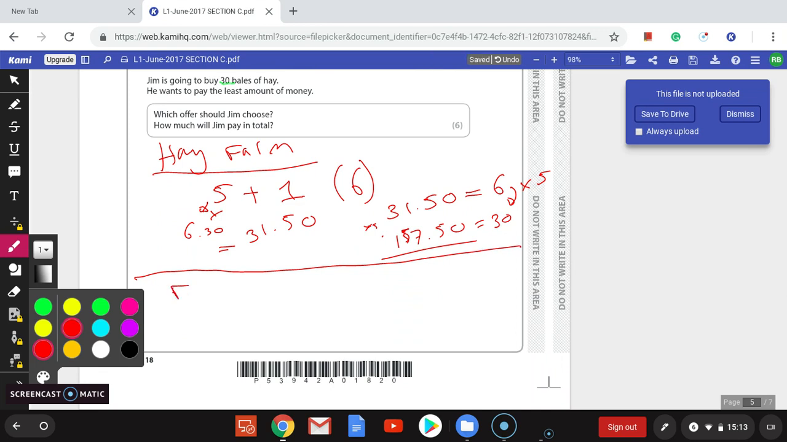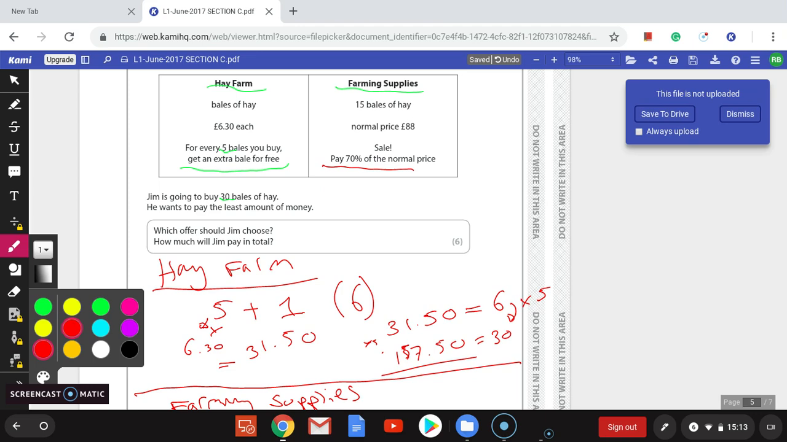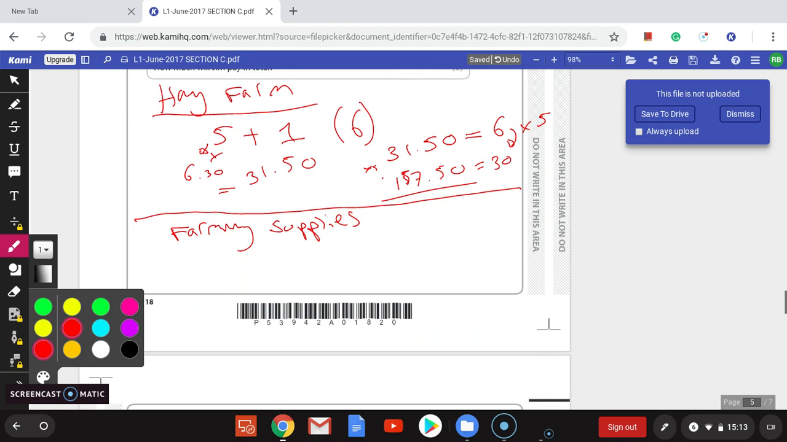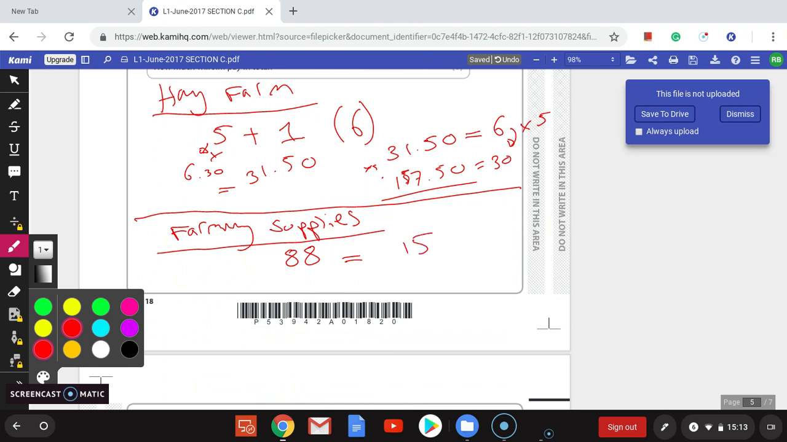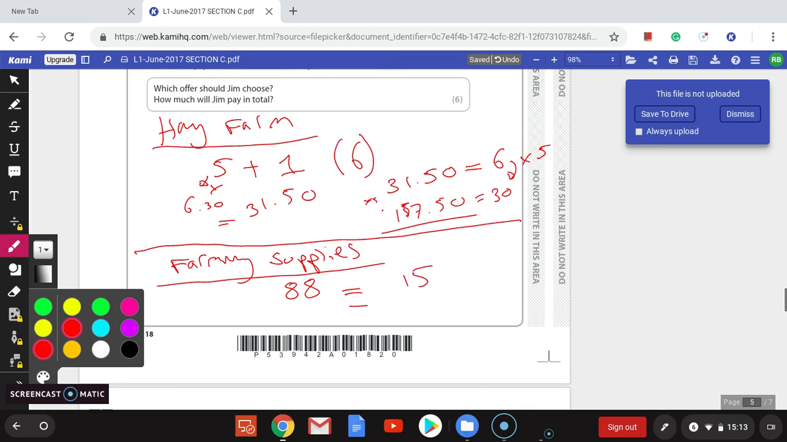Now for Farming Supplies, it's not a buy 1 get 1 free or anything like that. It's a discount. So sale, it says for Farming Supplies, pay 70% of the normal price. So what we need to look at is we're going to pay £88 for 15. So that is for 15. How much would that be then? So if it's £88 for 15, we need to work out what that is with 70% of the normal sale price. So we're going to try and find 70% of £88.